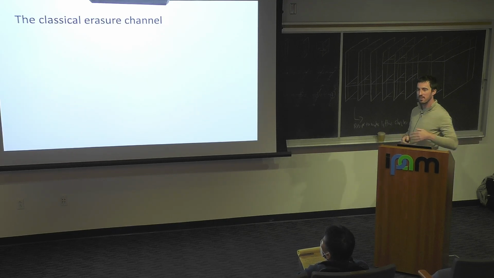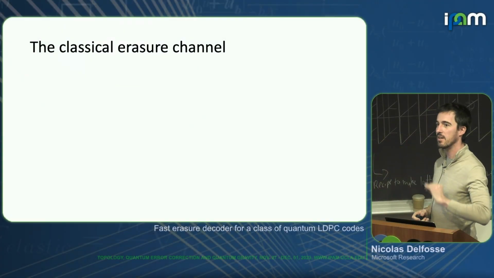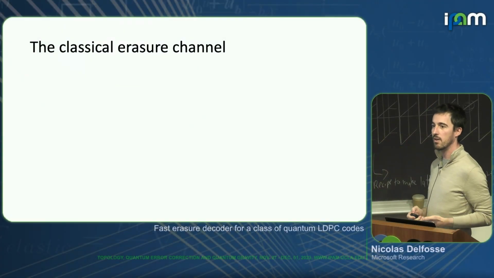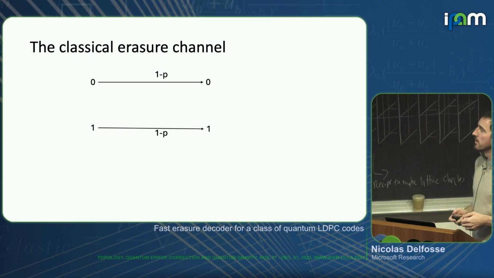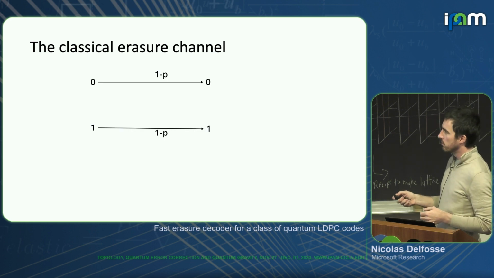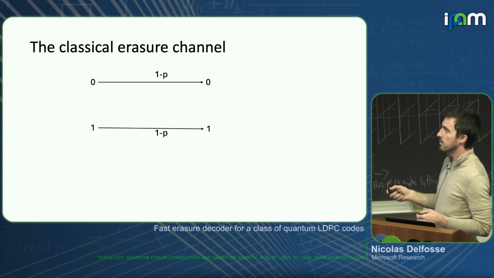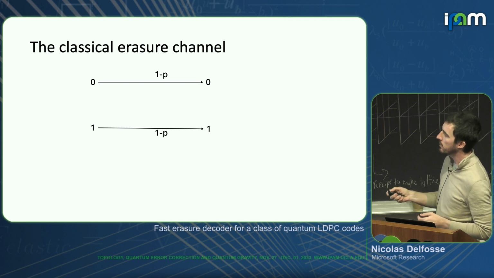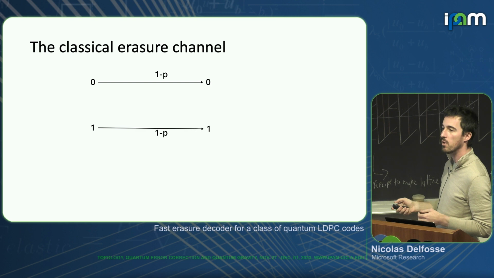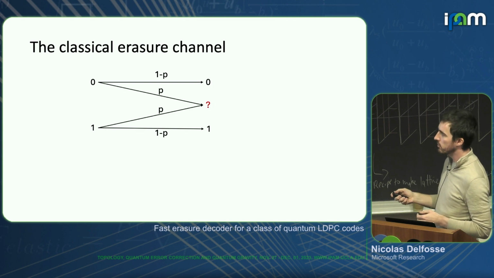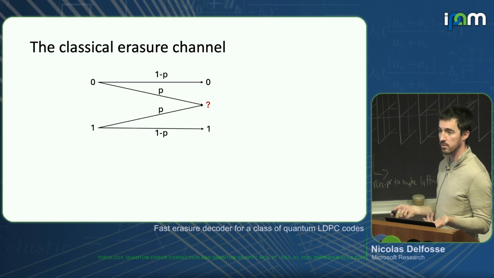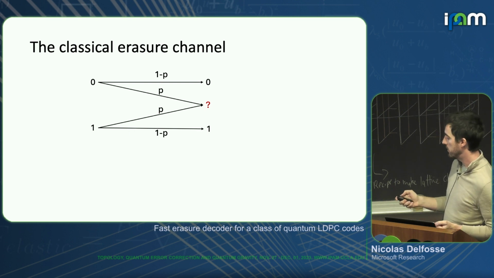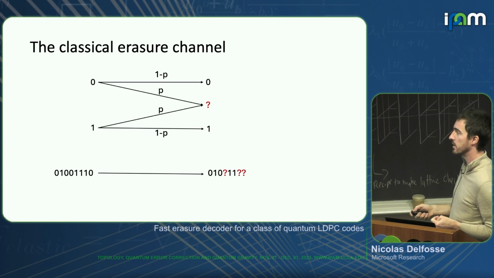So now I'm going to briefly review those classical and quantum erasure channels, and we're going to design decoders for this model. If you have no noise, you will send a bit onto itself. You will keep a bit unchanged with some probability 1 minus p. And if you have noise, you send it onto a question mark. You receive a question mark, you know that the bit was lost. That's the classical erasure channel. So if you send a bit string, you receive something like that with some question marks.